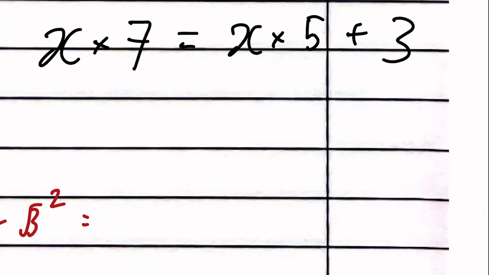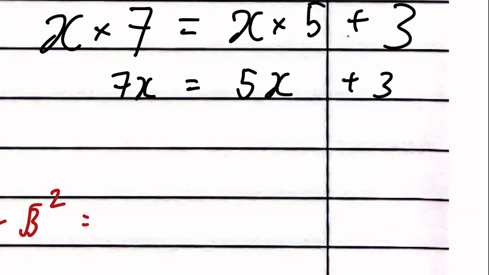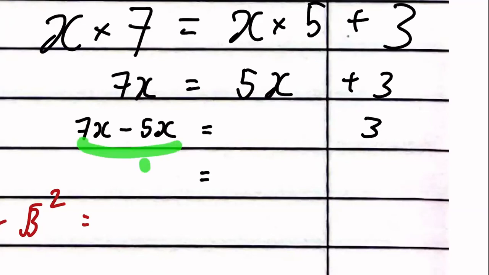Move the x times 5 to one side. Maybe a nicer way to write it is 7x and 5x plus 3, right? Just swap the order because that's the usual way that we see it. Then move the 5x over. So 7x minus 5x equals 3. Then 7x minus 5x, how do you write that? It's 2x, right? But how do you get 2? It's really just (7 minus 5) bracket x equals 3.